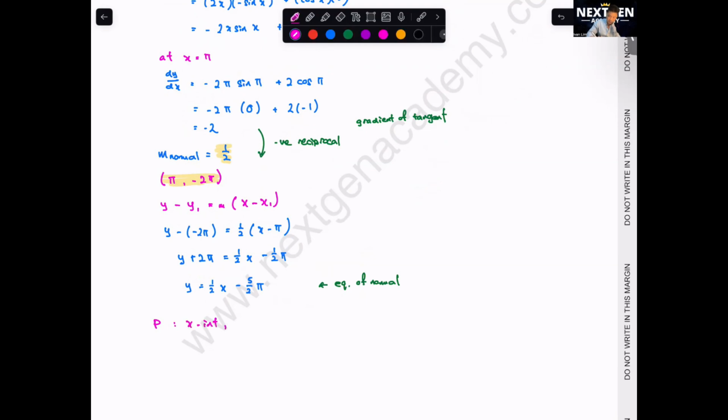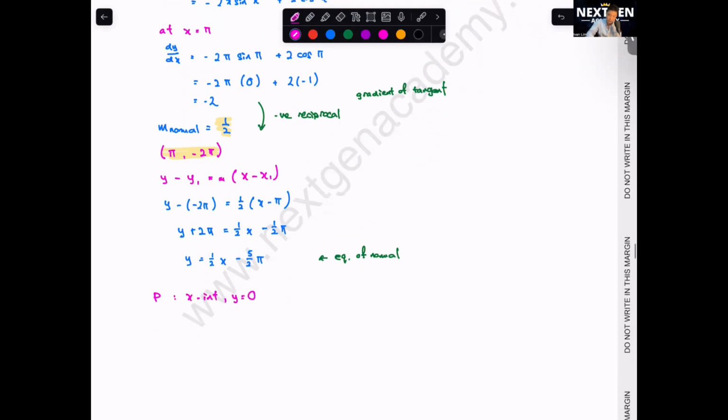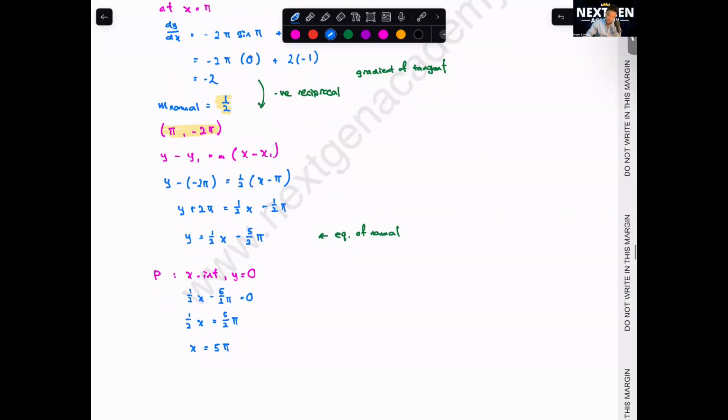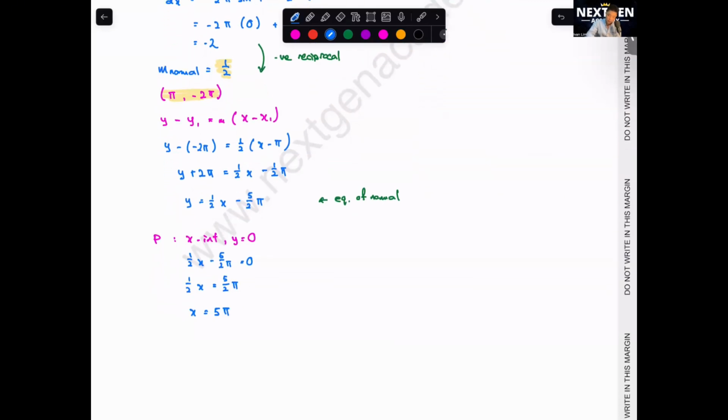X-intercept means y is equal to 0. Let's solve for this here. 1 over 2x minus 5 over 2 pi equals 0. 1 over 2x equals 5 over 2 pi. x equals 5 pi. So our P point will be (5 pi, 0).